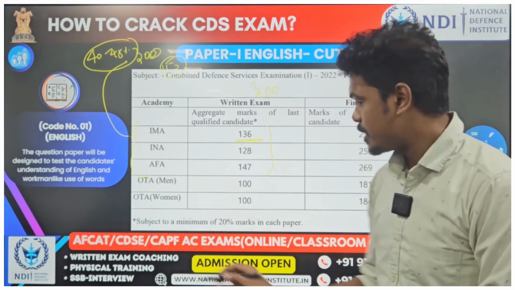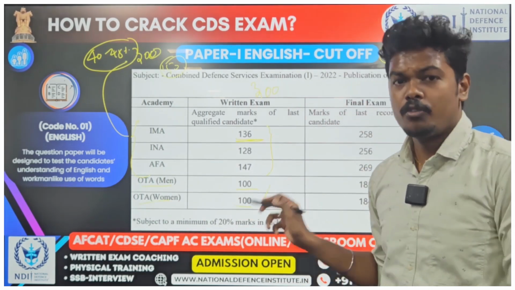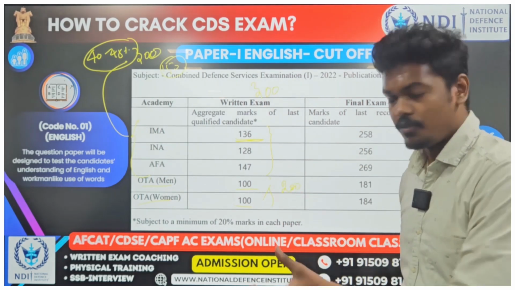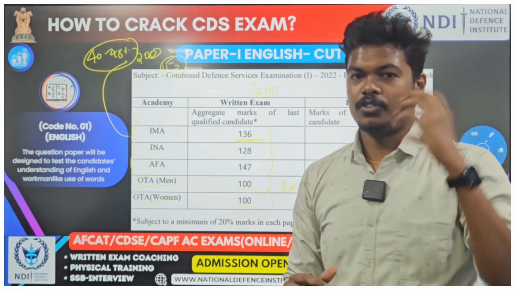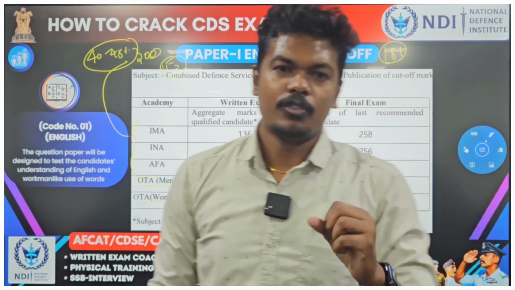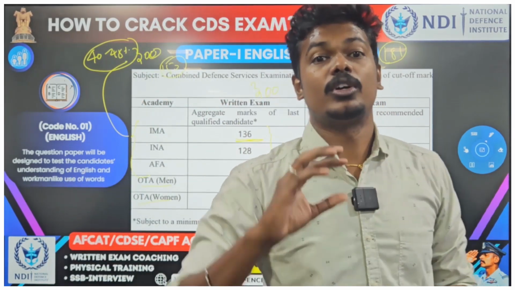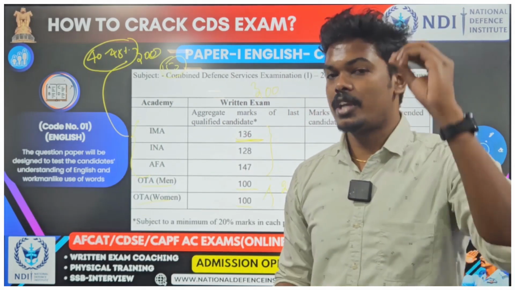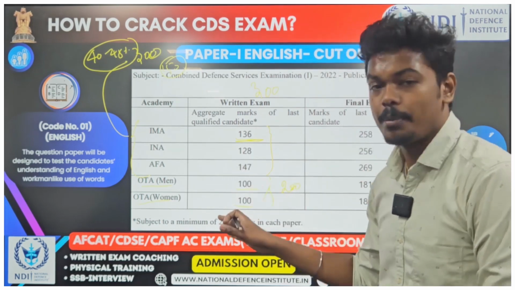Same, you see OTA men 100 and OTA women 100 for just two papers, which means 200 marks. Same, you see, for 200 marks the cutoff is just 100, which means again 50%. So from this you can have an idea that for the written examination 50% of the total marks is enough. For that only we have to do. If you cross even 50%, then you can assure yourself that you can be in the All India rank. Yes, and that too with these two papers, that is more than enough.